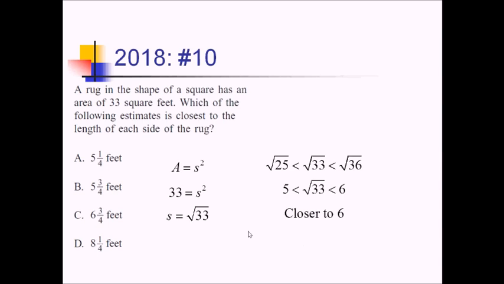So what answer choice is closest to 6, but also a little bit less than 6? So taking a look here, I've got 5 and 1/4. 5 and 3/4 is even better, and then we're going over with these other answers, so it's going to have to be choice B.